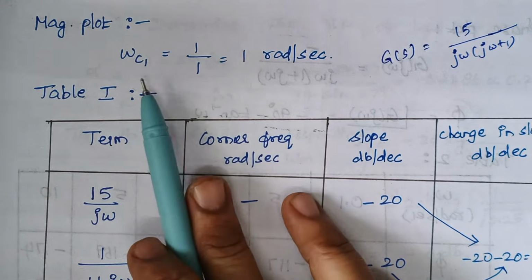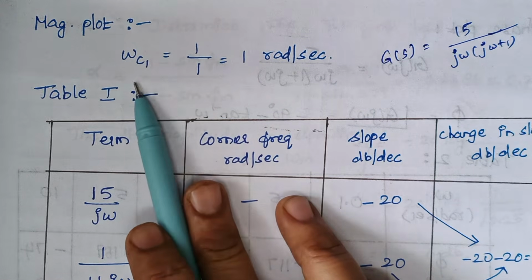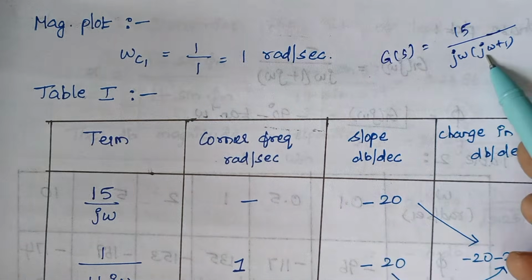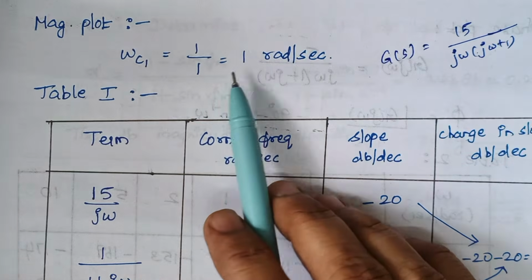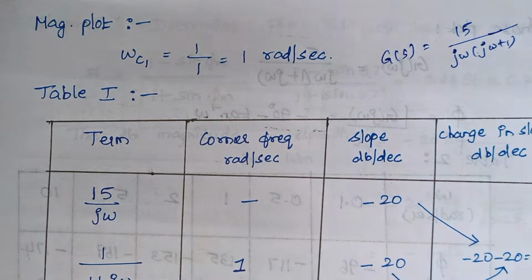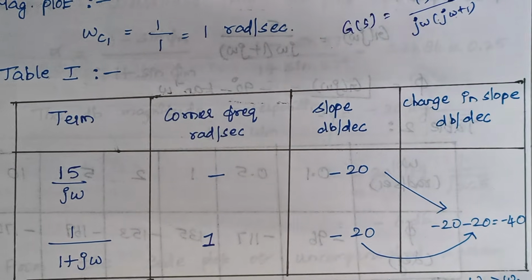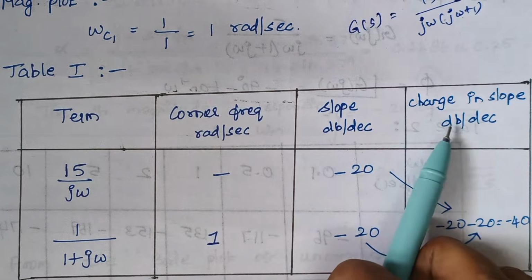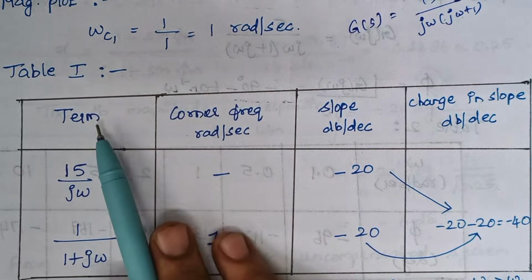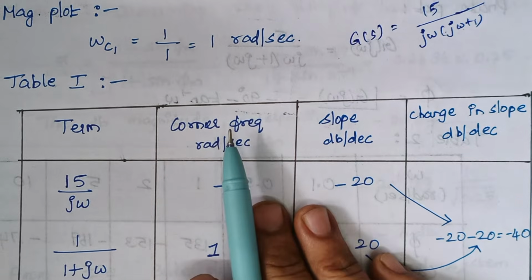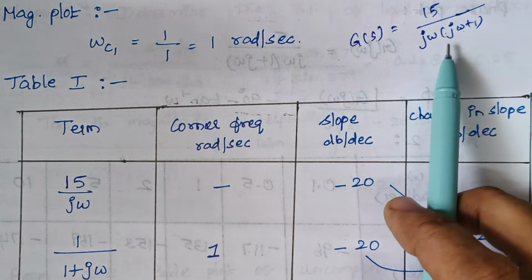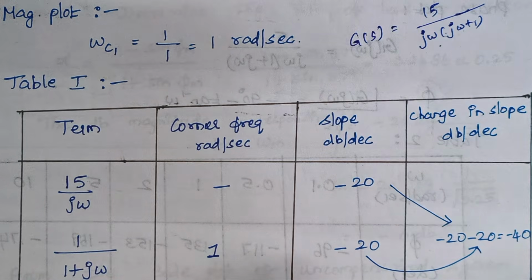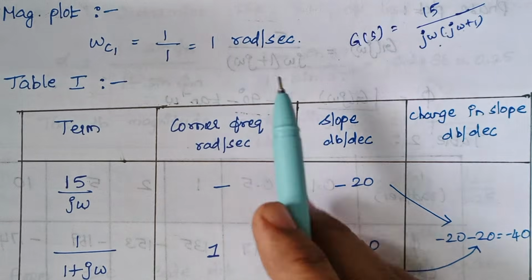The next step is calculating corner frequencies. For corner frequencies we have to take the reciprocal of the coefficient of j omega. Here the coefficient of j omega is 1. When you take the reciprocal it is again 1, right? And the next step is forming a table. Here our table has 4 columns: terms, corner frequency, slope and change in slope. While considering terms, the first thing is we have to include the constant along with the individual omega, so here 15 by j omega.